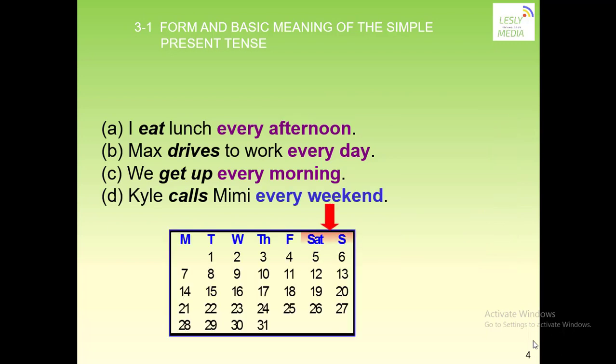Okay, next. Kyla calls Mimi every weekend. When does it happen? Every weekend. And why does the verb call end with S? Because the subject here is Kyla and the pronoun of Kyla is she. Can you see all of the adverbs of time here, using every, and every means setiap, and it means that there is a habit in the sentence. So when you are talking about habit, you have to use the simple present tense.